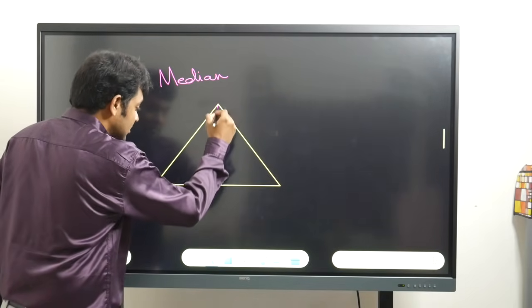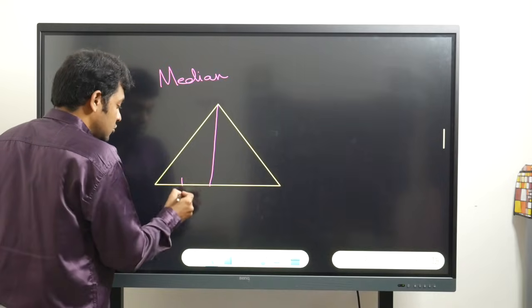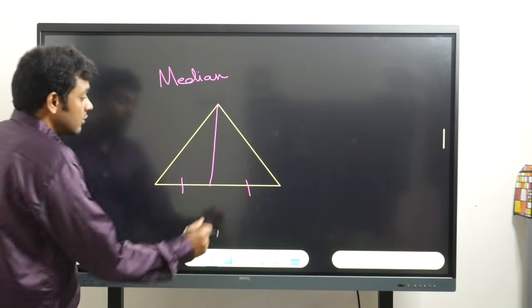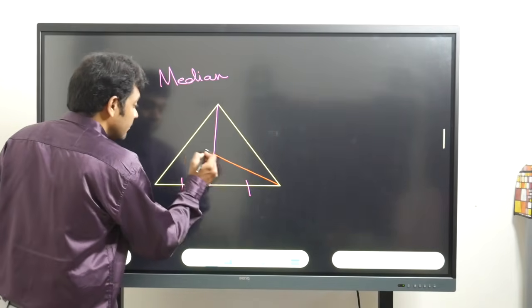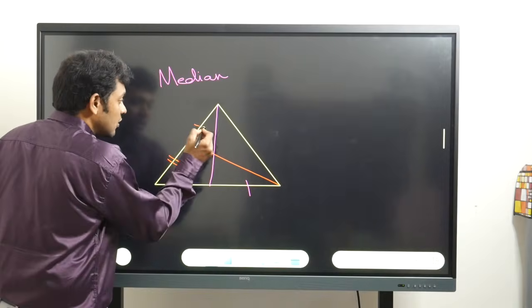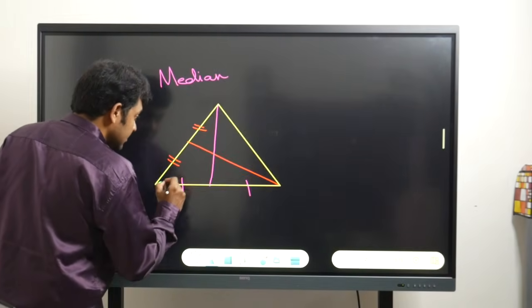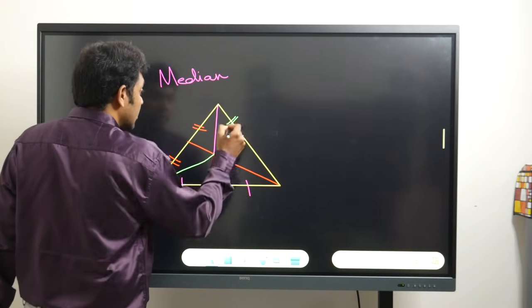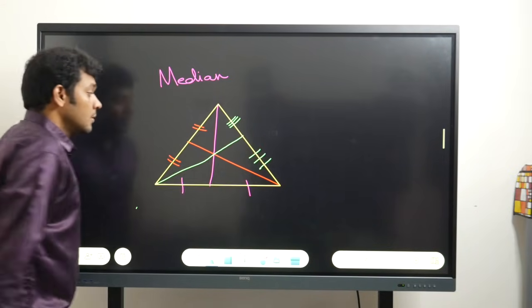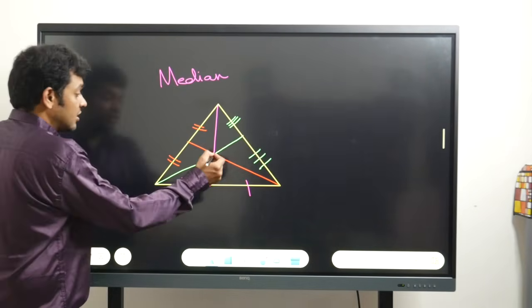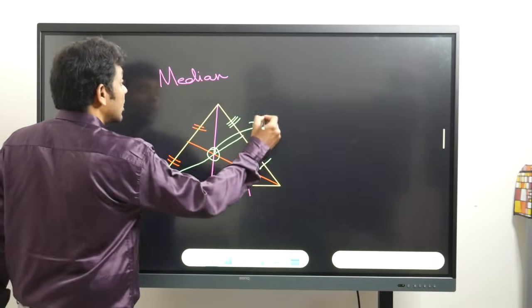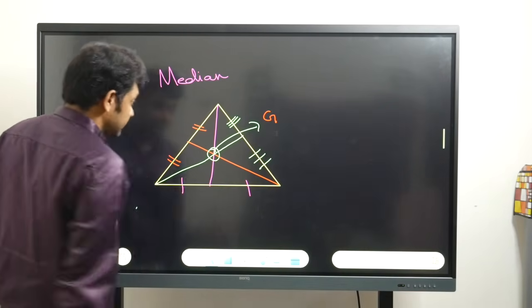So from this vertex you join. This is a median, so these two portions are equal. From this vertex, join here, so these two portions are equal. And the third median from this vertex will pass through this point. These two portions are also equal. This point of intersection is called the centroid, which is generally denoted by G.